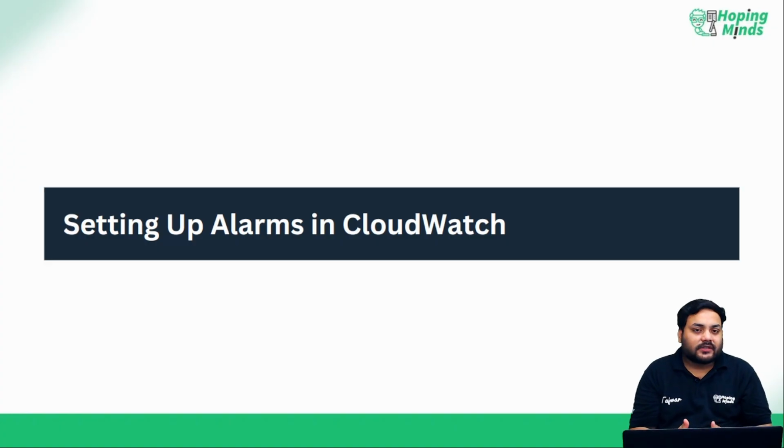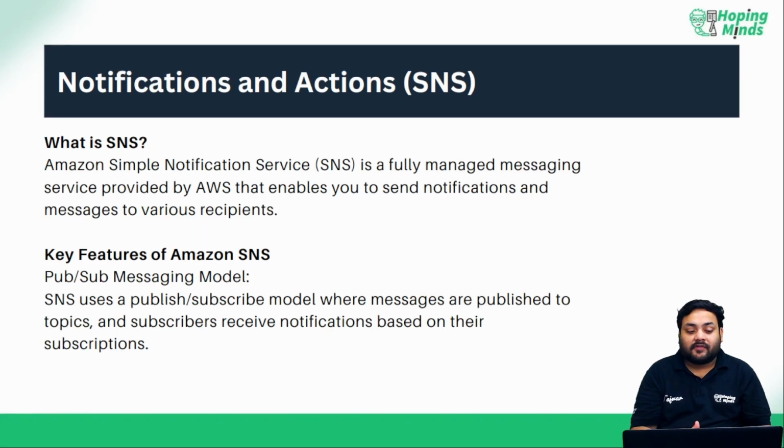Now let's understand how we can set up alarms and notifications in CloudWatch. Before doing that, we need to understand one concept, which is SNS, and the actions we are going to perform and which service we are going to use. The service name is SNS. So what is SNS? SNS stands for Simple Notification Service. We are just setting up the notification service based on some logs and metrics, so that when there is any fault or issue, we can get a notification.